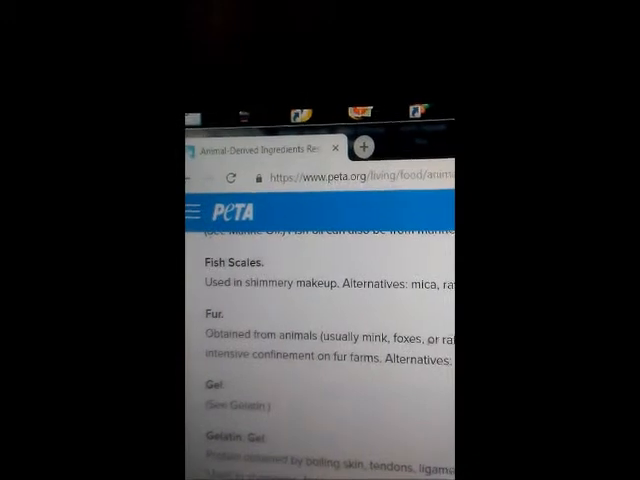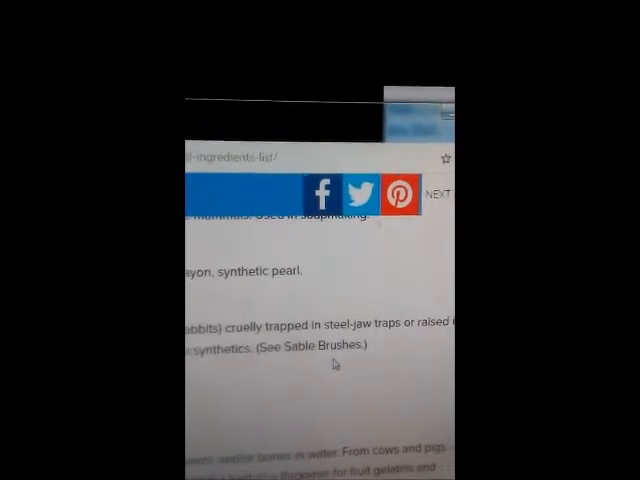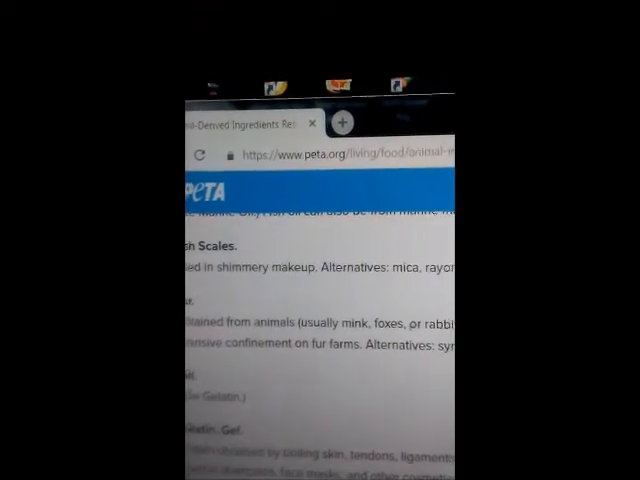Okay, fur, obtained from animals, usually mink, foxes, or rabbits. So you're talking about your unclean animals stuff. Okay, so anyway, just naming, that's all. I'm not here to say what's what, but just look at all this. Cruelly trapped in steel jaw traps or raised in intensive confinement on fur farms. So alternatives, synthetics. All right.